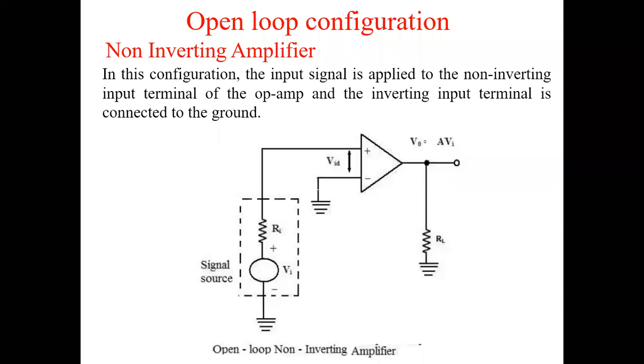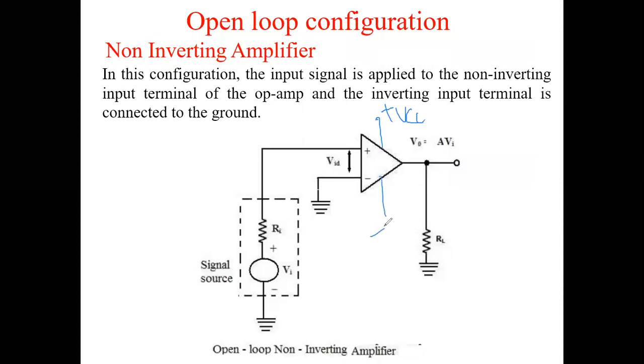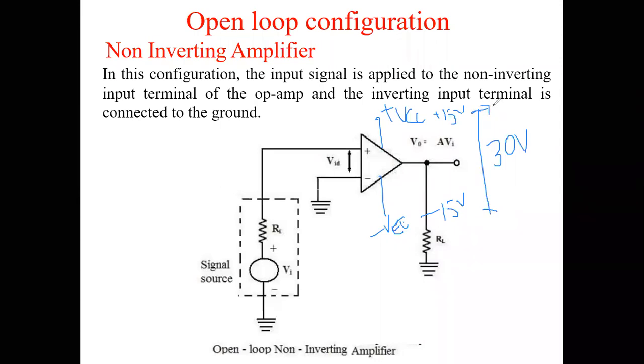Saturation implies that we have plus VCC and minus VEE. You know that plus VCC is approximately equal to 15 volts and minus VEE is approximately equal to minus 15 volts. So there is a voltage swing of 30 volts. That means the op amp gets into saturation, implying that this plus 15 volts is equal to plus V sat. So the output will not go beyond plus V sat.